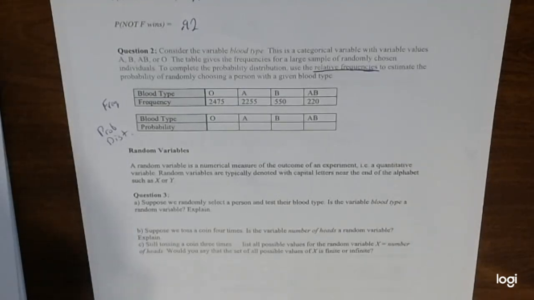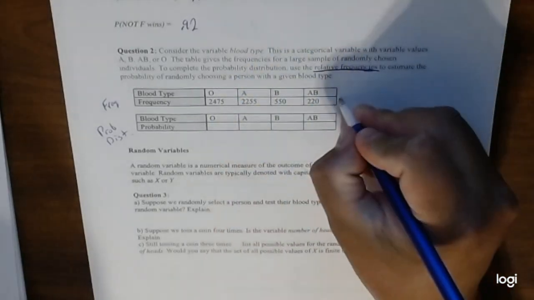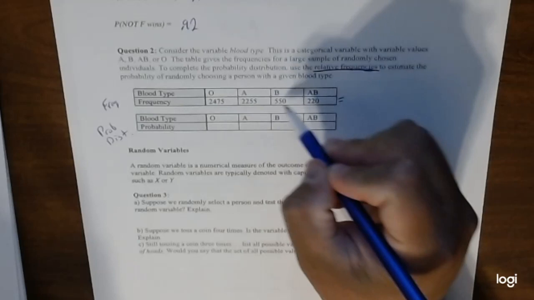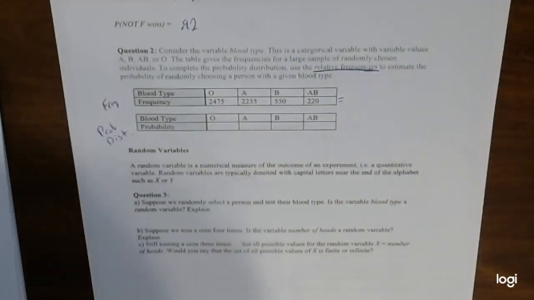Meaning, going back to your first question in the exam, you're going to add all the frequencies up and divide every one of these by the total. So I'll give you guys a quick minute to just do that. You can just pause it. 3, 2, 1, go for it.